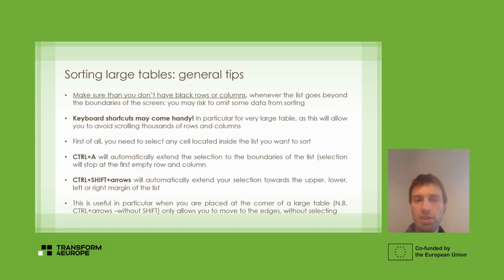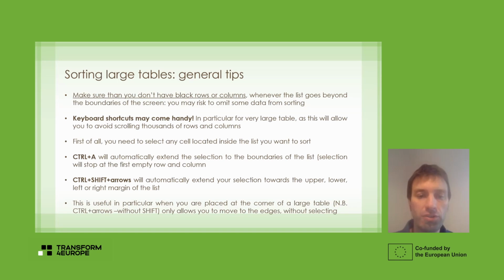So other general tips that are useful for sorting are the keyboard shortcuts, okay? So you can select all the list automatically, if you have a very large table, by simply clicking Control and then A. So Control plus A will automatically extend the selection to the boundaries of the list. So it will stop at any empty column or empty row. So it will automatically select the list as I showed you in the very first slide, okay?